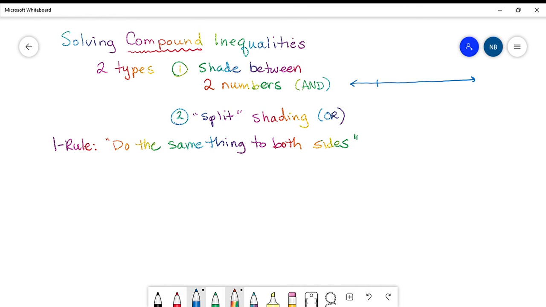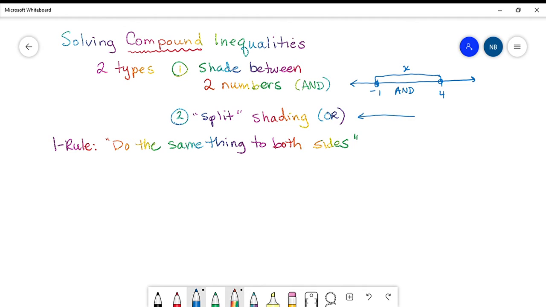This is when x is between two numbers, like x is between -1 and 4. The split shading, and this is the AND type. So x is bigger than -1 and it's smaller than 4. So it's both things at the same time.